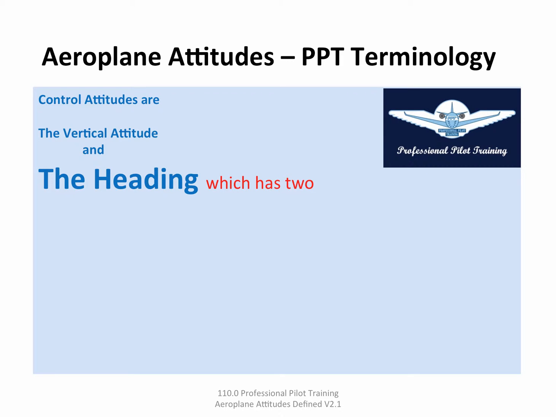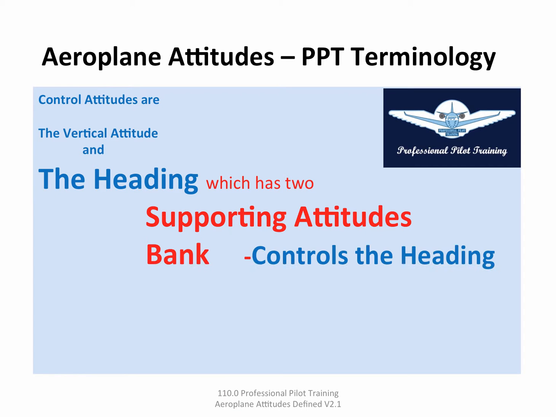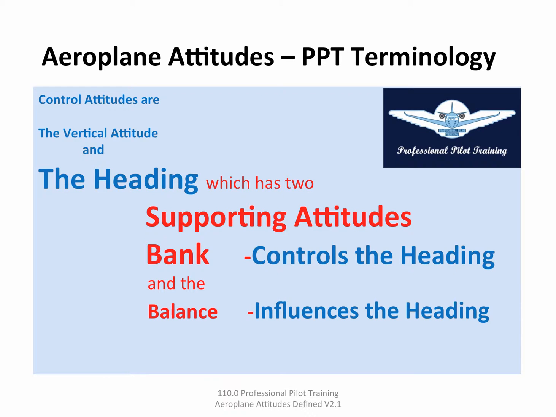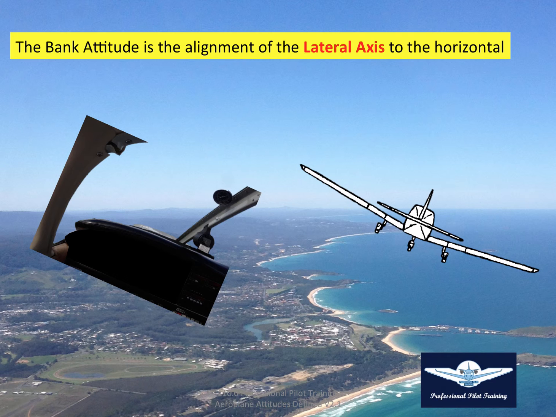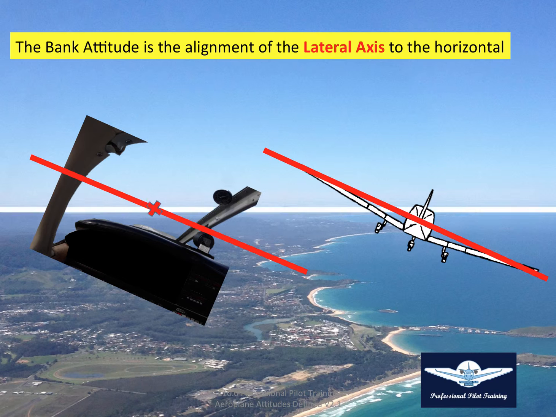The heading attitude has two supporting attitudes that are used to manage the heading. The bank attitude directly controls the heading, and the balance attitude influences the heading. The primary supporting attitude is the bank attitude, and it is defined as the alignment of the aeroplane's lateral axis to the horizontal.